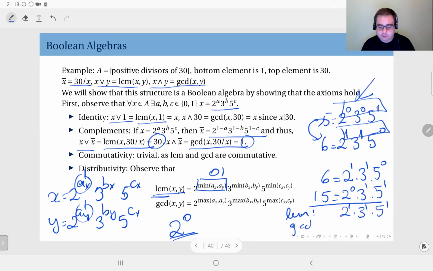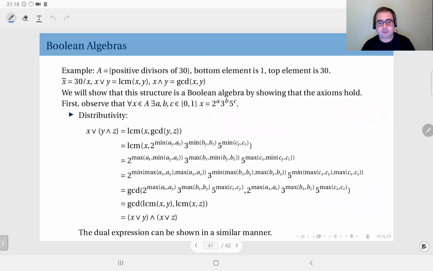And the GCD similarly should have 2 to the power 0 because it's in one of them, but it's not in the other. So it's not going to be a divisor of both of them. Similarly, for 5, I should have 5 to the 0. But for 3, I see both of them, 3 to the 1, 3 to the 1. So this should be 3 to the 1. Now the greatest common divisor in this case turns out to be 3. So based on this formalization, now I'm going to write the least common multiple and the greatest common divisor functions in this way.